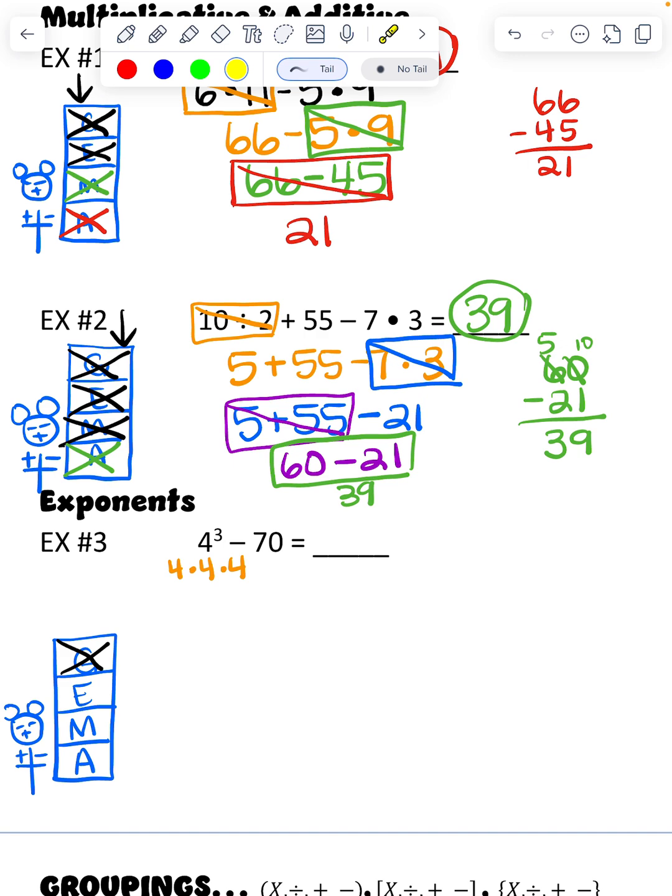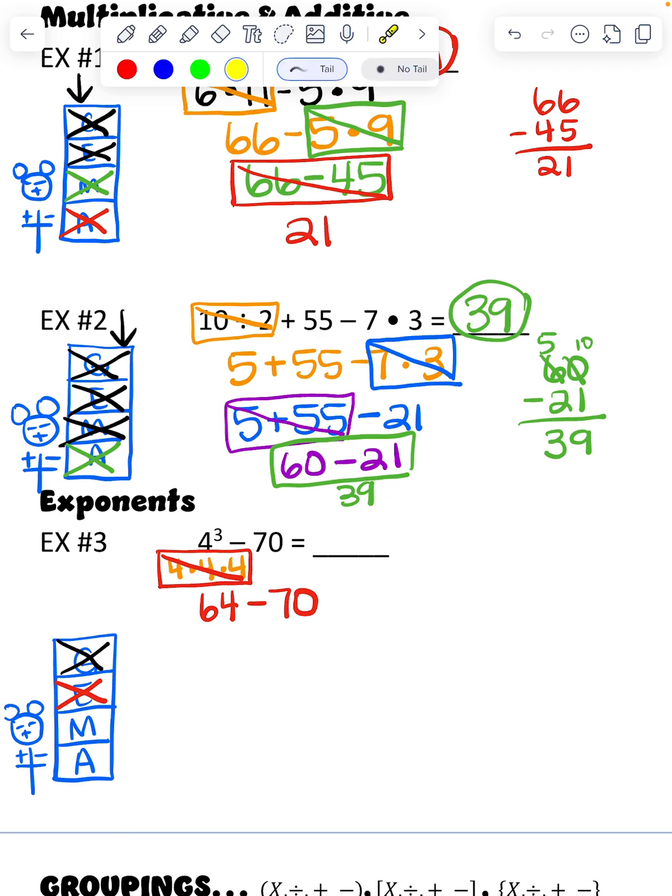So again, I take the large number, the base number, and I use the exponent to see how many times I write it. All right, and then I'm going to solve. So I'm going to box it. And I'm going to solve it. So 4 times 4 is 16, and 16 times 4 is 64. And then I've solved it, and then I can rewrite the rest of my problem. So what was outside? Minus 70. All right, and I'm all done with my exponent section, and I'm ready to move on to multiplicative.